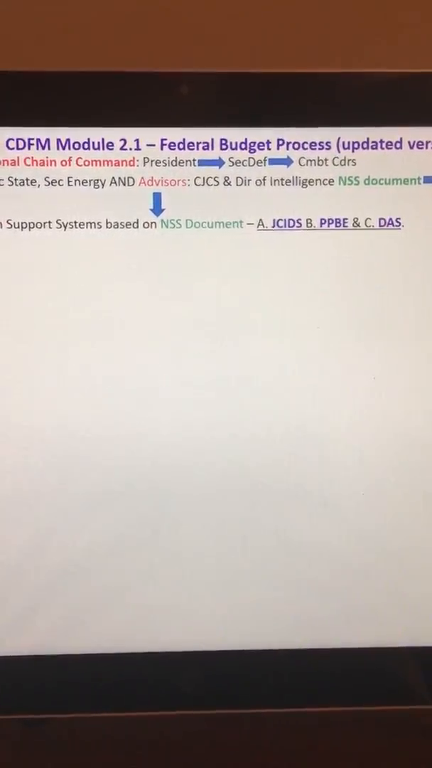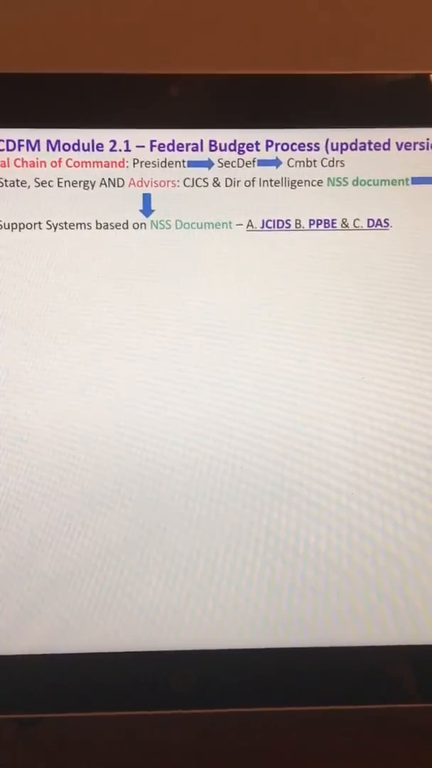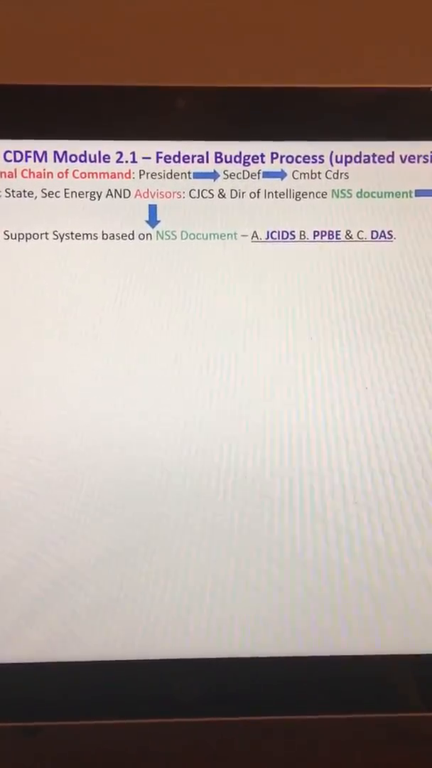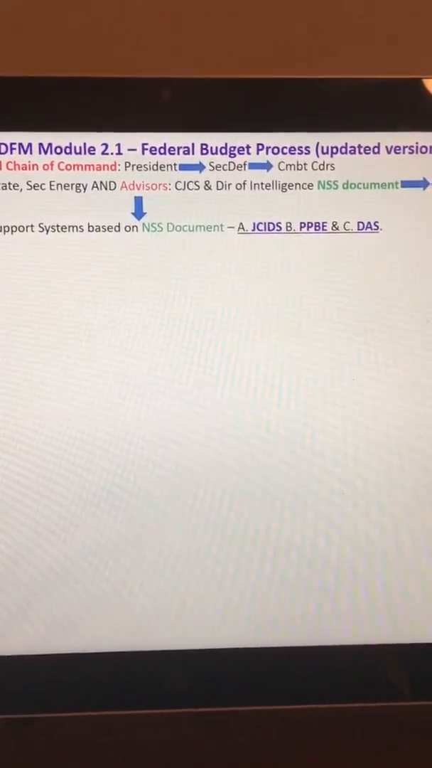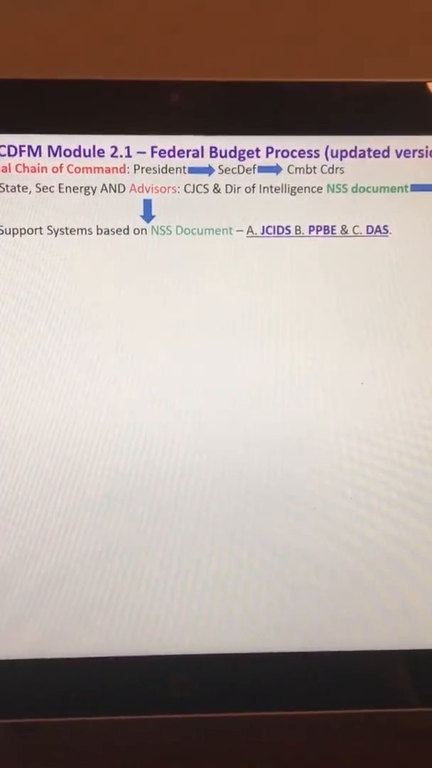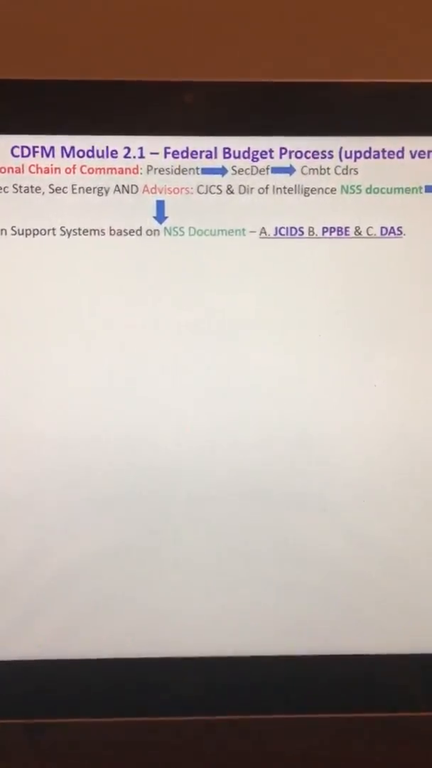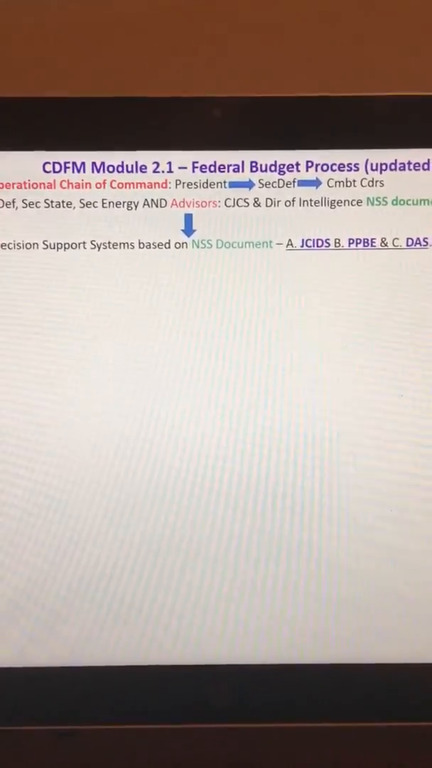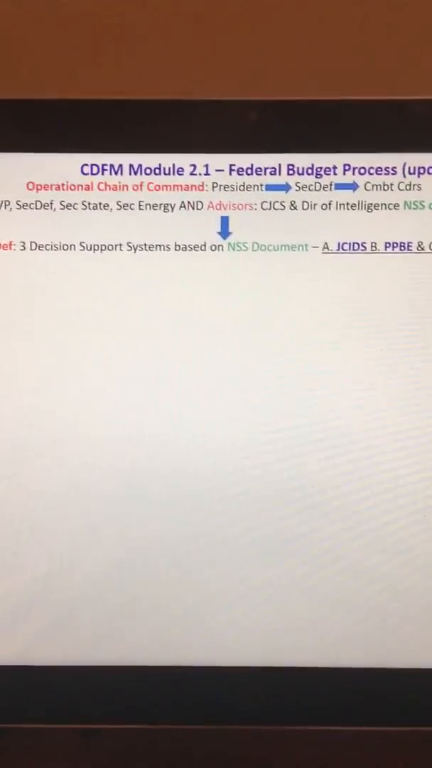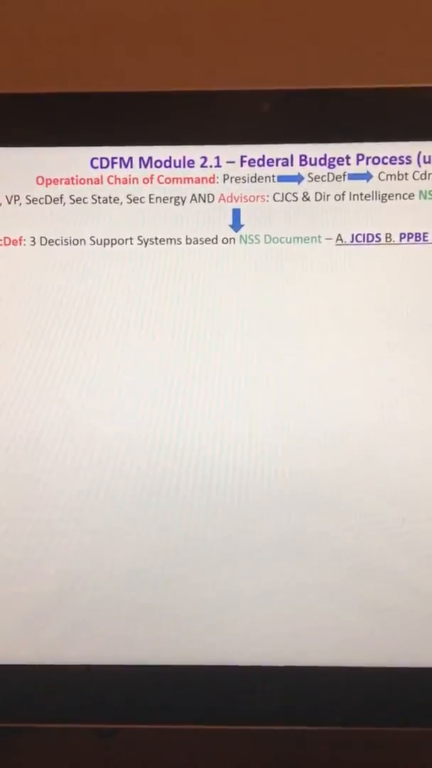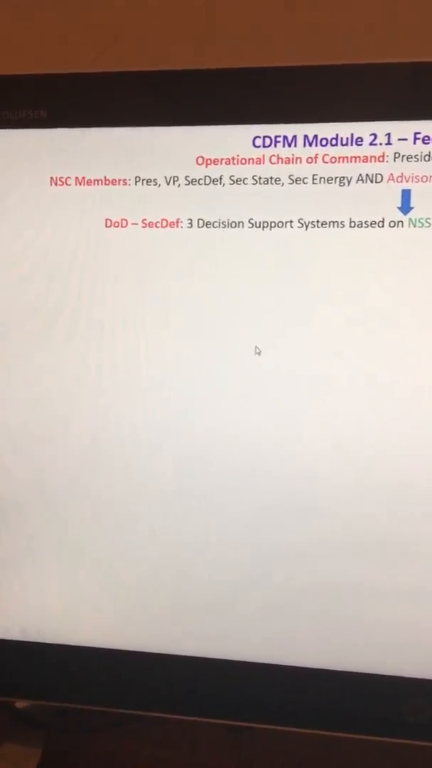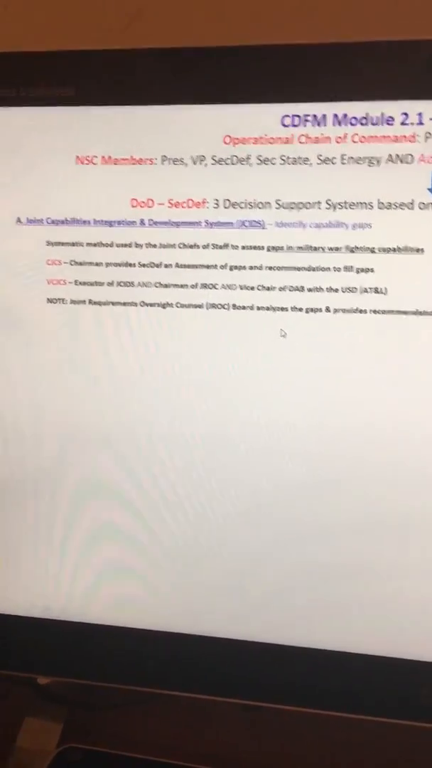JCIDS, Joint Capabilities Integration and Development System, PPBE, Planning, Programming, Budgeting, and Execution, and the Defense Acquisition System. So the key to understand is all 3 of these systems consistently overlap with one another. This diagram would not directly depict that, but you need to remember all these processes are continuously going.